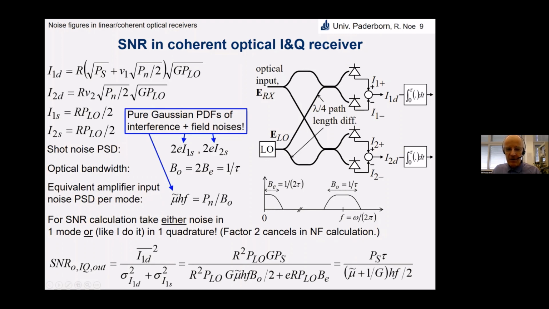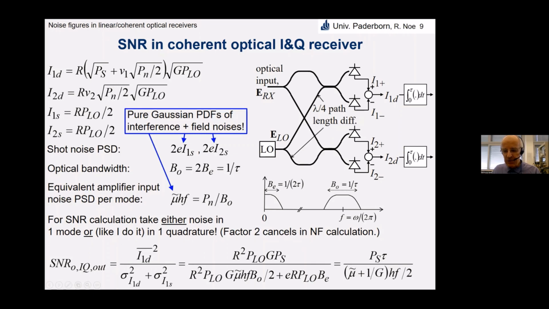The photocurrents cause shot noise. The shot noise is proportional to the photocurrent, and in total we get this signal to noise ratio at the output. Here we have the received signal power, which is amplified, and this term is due to the coherent optical reception. Here we have shot noise, and here we have optical amplifier noise, which is amplified. We can cancel a few terms and get this expression.